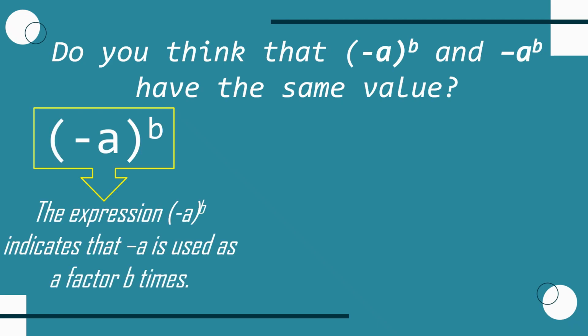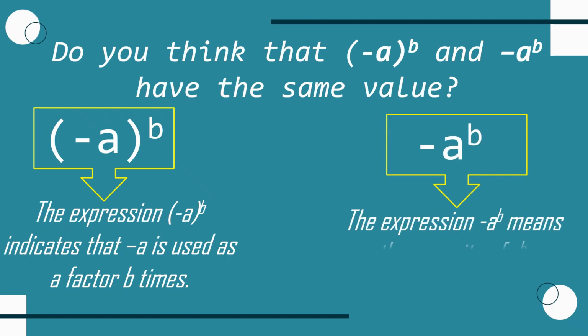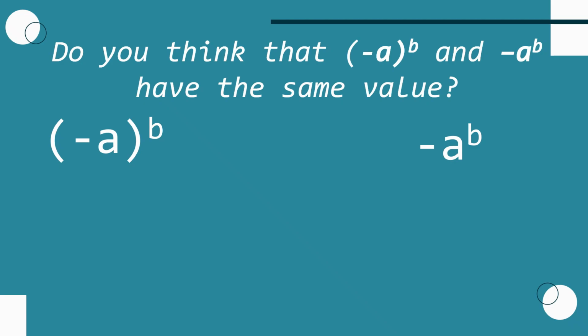The expression the quantity negative a raised to the exponent of b indicates that negative a is used as a factor b times, while the expression negative a raised to the exponent of b means the opposite of positive a raised to the exponent of b. To fully understand, let's simplify the expressions using values. If a is equal to negative 2 and b is equal to positive 4.